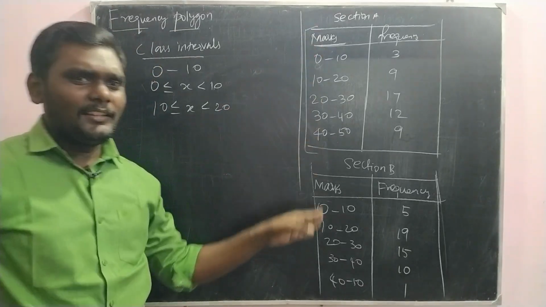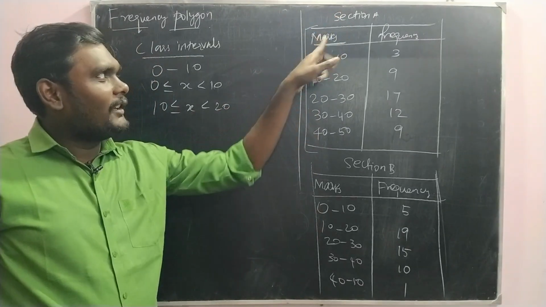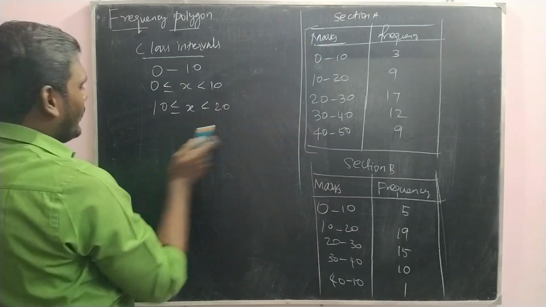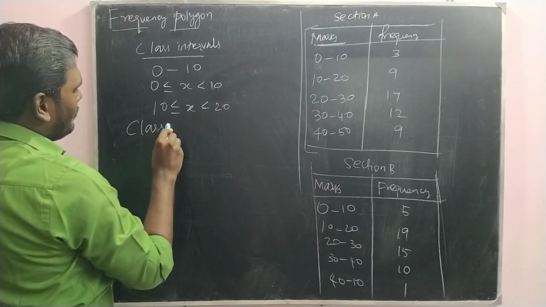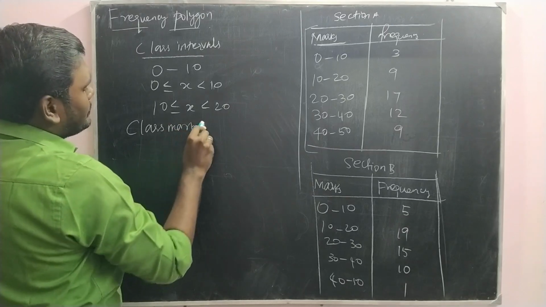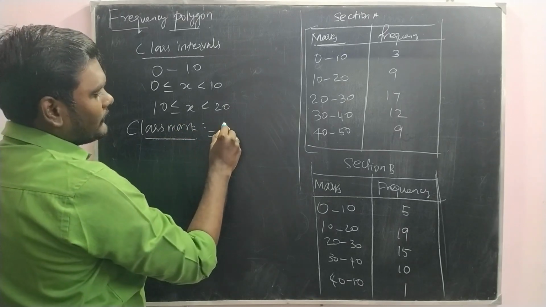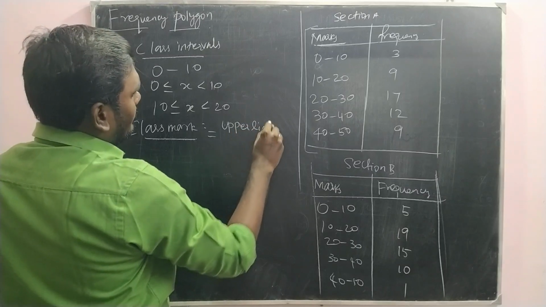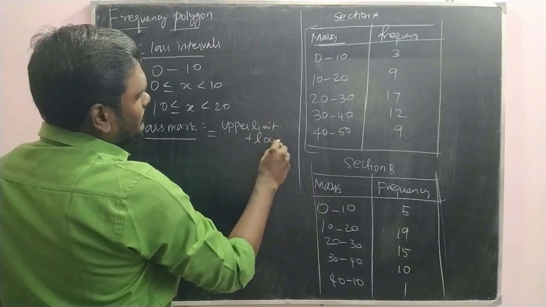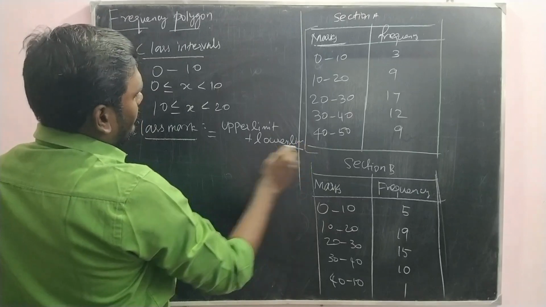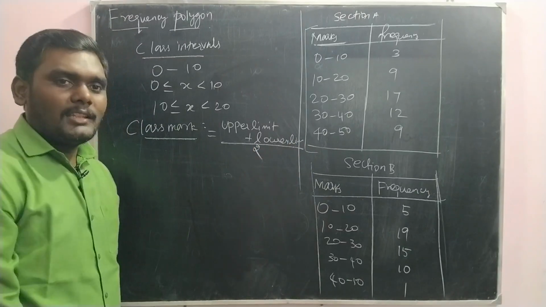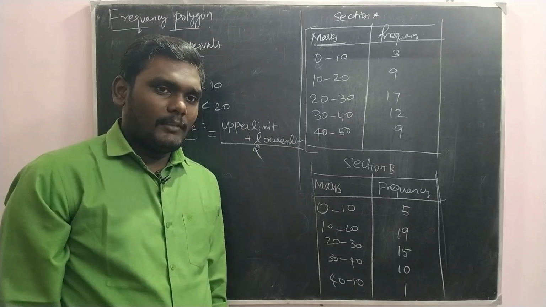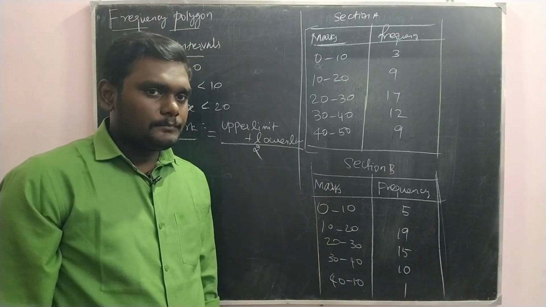What is class mark? It is not the given section. For each class interval, we have a formula for the class mark. That formula is upper limit plus lower limit by 2. Simply the average of the upper limit and lower limit. In other words, it's the midpoint, the middle value of the class interval.